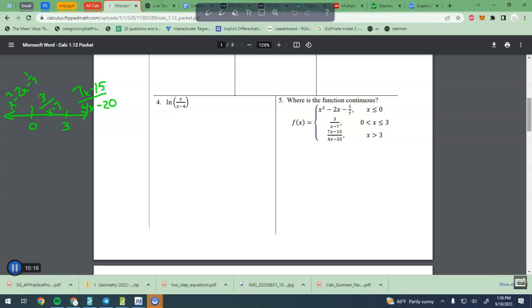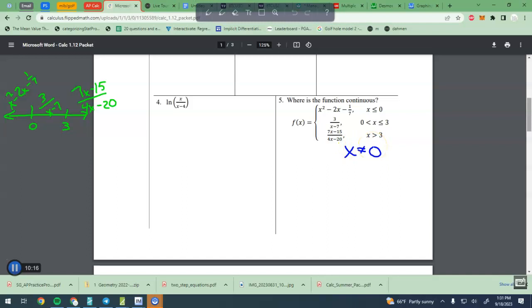Alright, so if I look at number 5, I want to see if these two functions match. So I've got to check 0, 3, and then I've got some stuff on the bottom here that I got to worry about too. So first I'm going to plug 0 into these two and see if they match. Well, if I plug 0 there, I get negative 1/7. If I plug 0 in here, I get 3 over negative 7. So do these match? They do not, so is that a discontinuity? Yeah, what kind? A jump. That happens at x equals 0. So x cannot equal 0.